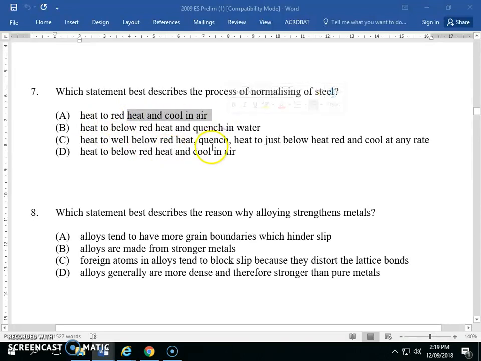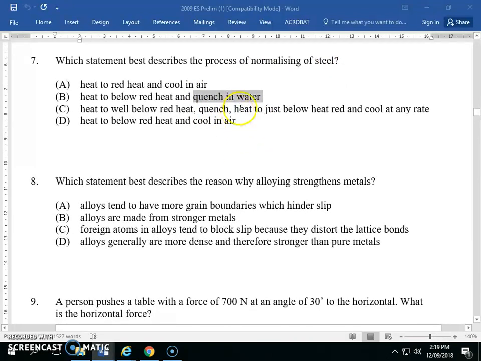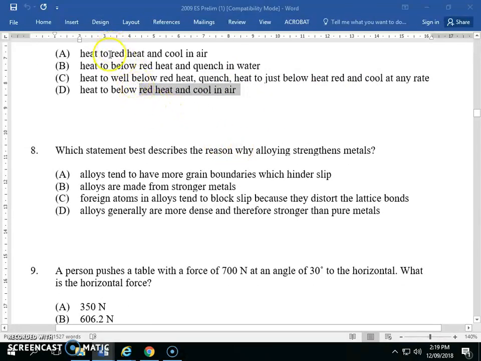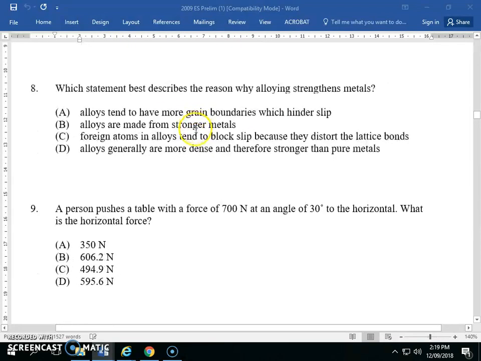Which one is cooling in air, normalizing? Which one is quenching? Yeah, quenching in water, and then quenching and then heating up again is tempering. Cooling in air, so we want to heat above red heat. But also there's another one which is annealing, which is cooling in a furnace.